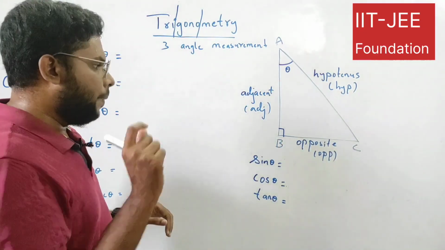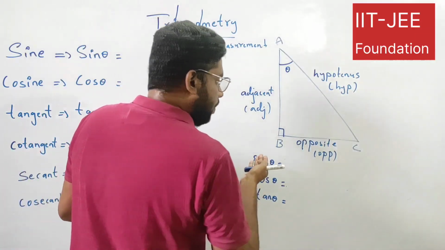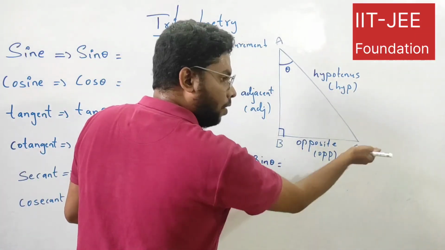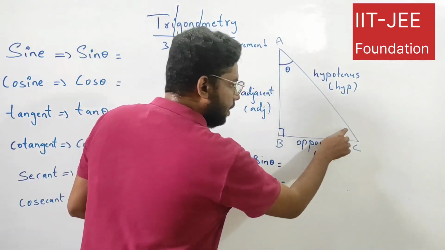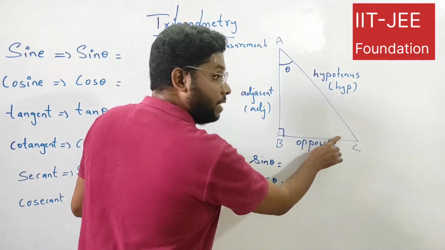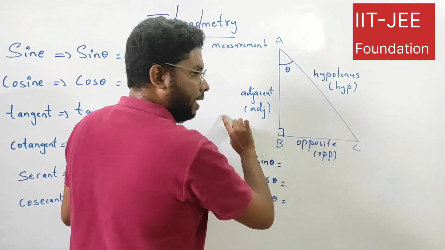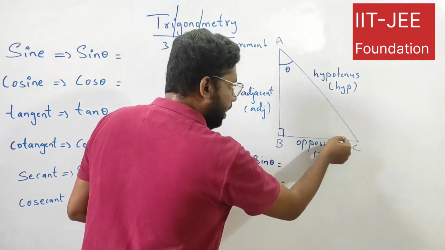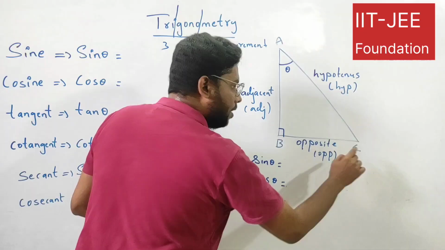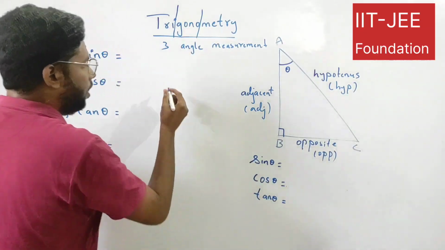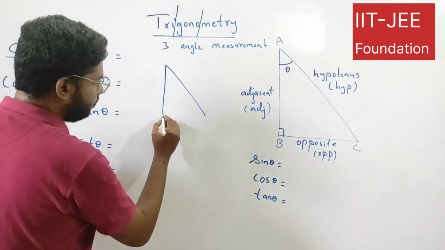Now many students will get confused here. We always consider BC to be the opposite, but it is not like that. For example, if I consider the angle here at C, which is the opposite side? The side opposite to the angle. If I consider angle at C, AB will become the opposite side, and BC will become the adjacent side.